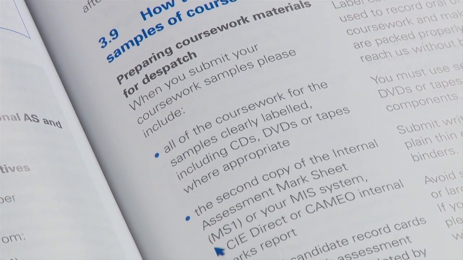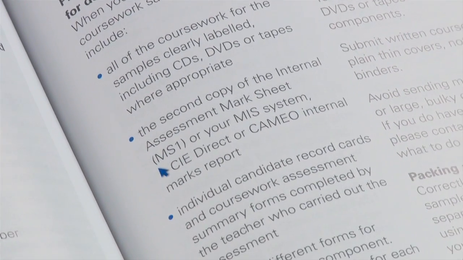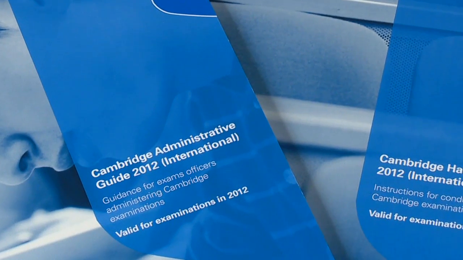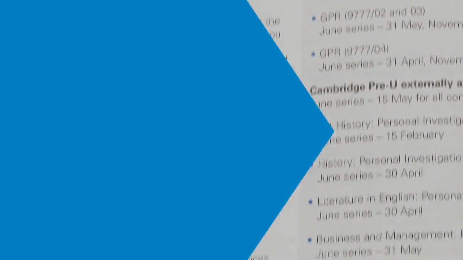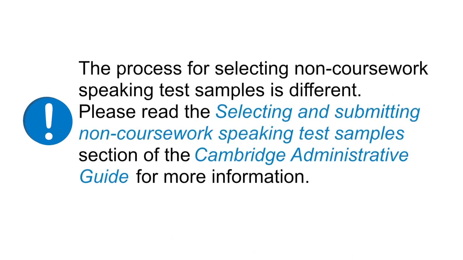Selecting coursework samples. You'll find information on how to select coursework samples in your Cambridge Administrative Guide. You need to work with the relevant subject teachers to make sure coursework samples are selected according to our criteria. The process for selecting non-coursework speaking test samples is different. Please read the Selecting and Submitting Non-Coursework Speaking Test Samples section of the Cambridge Administrative Guide for more information.